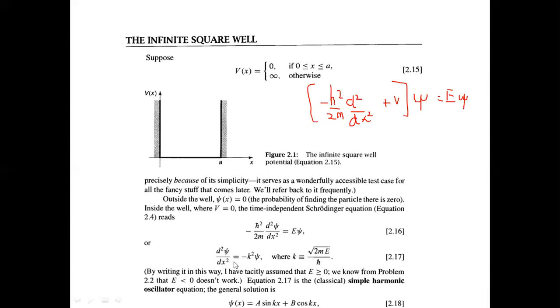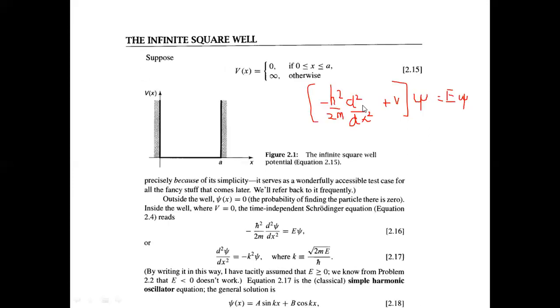Once you define it like this, it is nothing but the simple harmonic oscillator problem. Here you have acceleration, and here you have some constant squared, and here you have the function again, the displacement. So the solution will be like a simple harmonic oscillator solution. The solution is written out in equation 2.18.